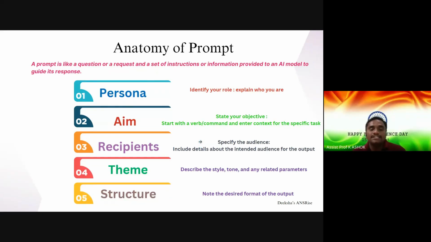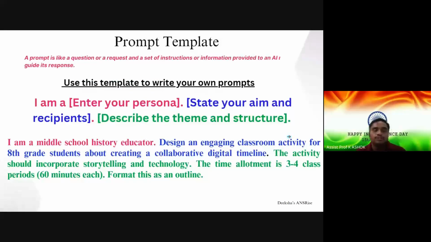gives the exact output. We are thinking something in our mind, but how can a machine understand? We have to give it in a proper, professional way. Then only it will understand. Then only it will give the expected outputs. That's why this is a very important part that everyone must keep in mind. So I will give one example so that you can understand.